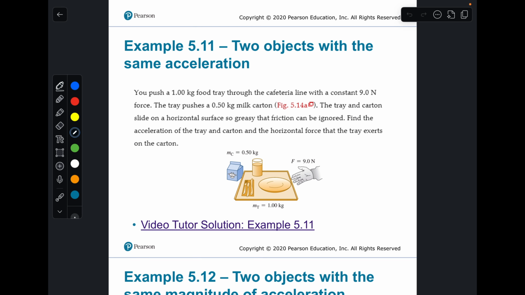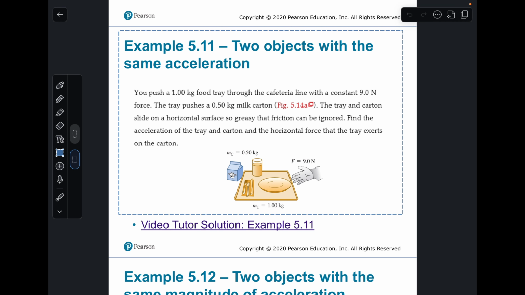So let's take a look at this example. We have a food tray and we're pushing it with a constant force of 9 newtons. The tray has a milk carton on it, and the tray and the carton are sliding on a greasy surface so that we can ignore friction. Find the acceleration of the tray and the carton and the horizontal force that the tray exerts on the carton. So we're going to be drawing 2 free body diagrams, one for the tray, one for the carton.